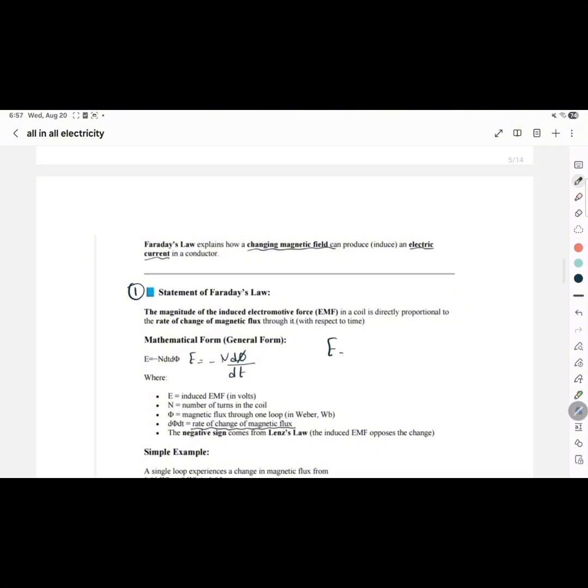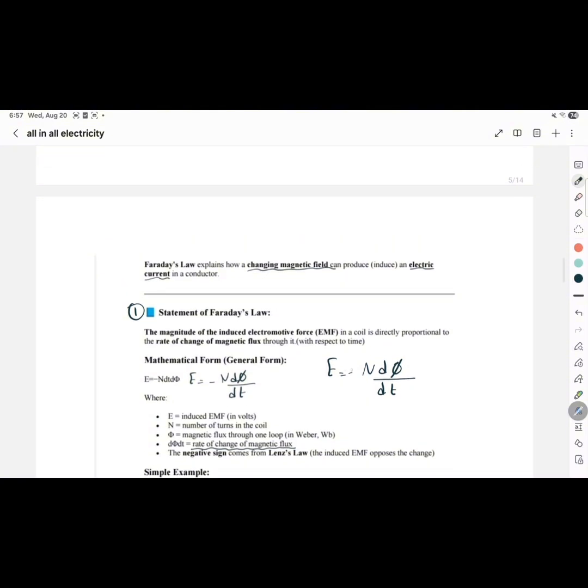So first of all, we knew that E equals N dΦ over dt. So why did we add the negative sign?